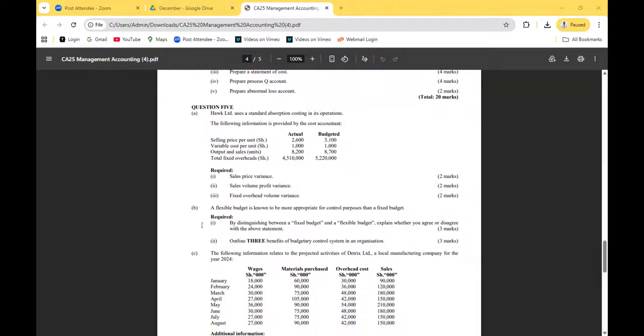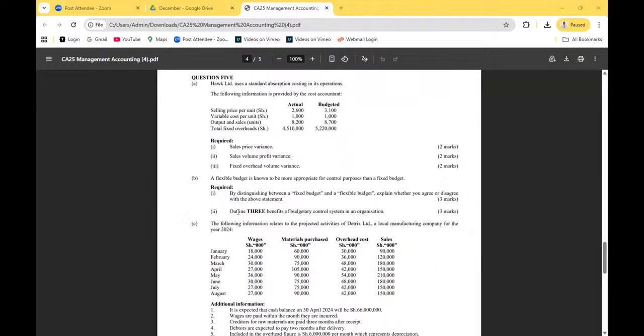Then I think I have part, is it part 2? Outline 3 benefits of budgetary control system in an organization. The budgetary control system.